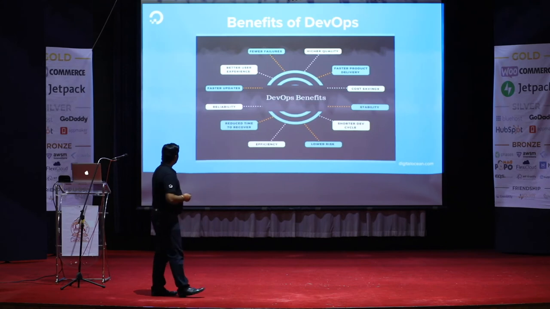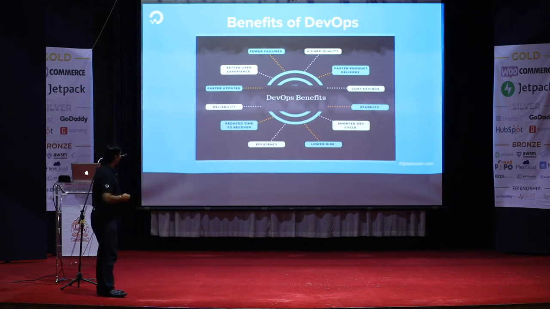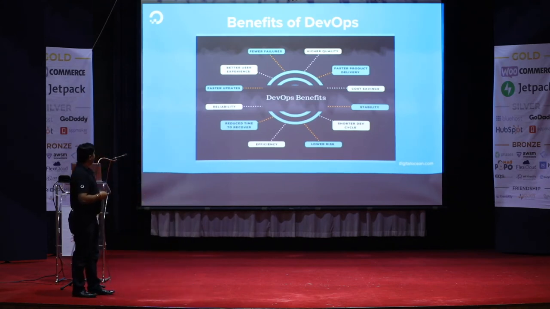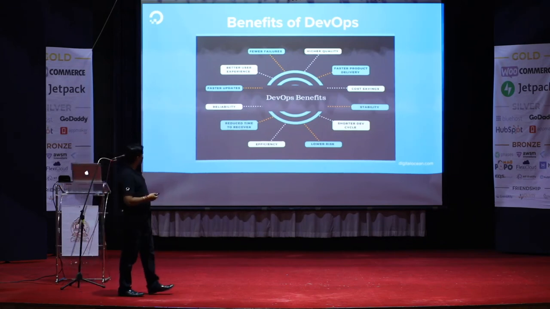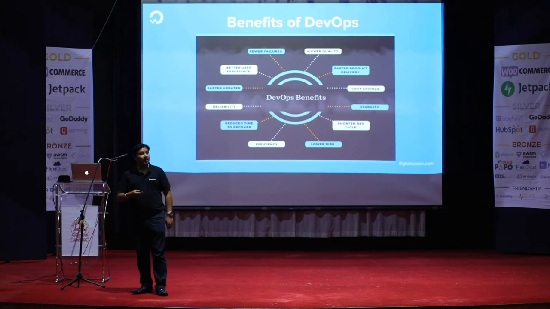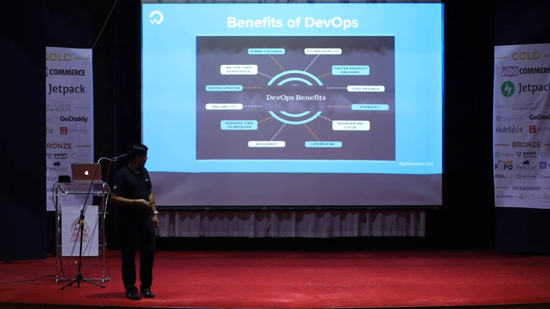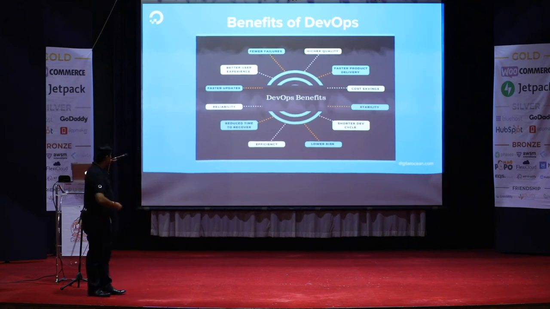So benefits of DevOps, if you see at a high level, you have fewer failures, better experiences, faster updates, faster deployments. If you are able to catch errors at an early stage, that is the left shift principle that we follow. So definitely more reliable production, right? Shorter dev cycles, lower risk, efficiency, those are some of the benefits, which I think I've covered later on.